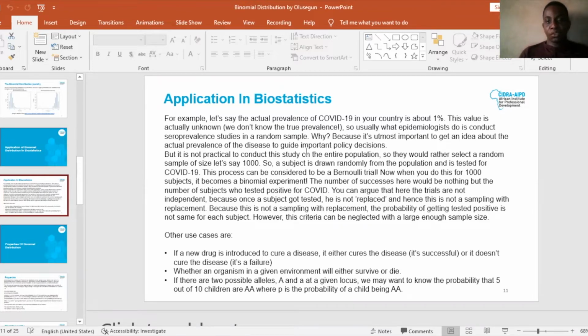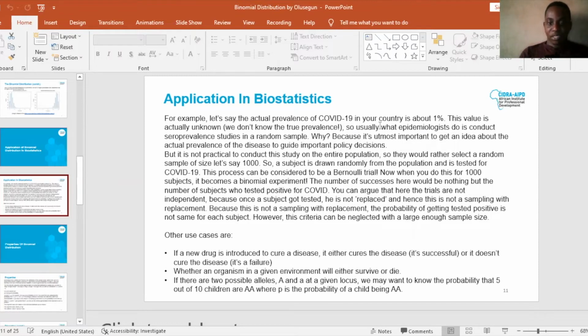So usually what epidemiologists do is conduct seroprevalence studies in a random sample. We won't go into the details of what seroprevalence studies are. They are not relevant to what we are discussing. But why do we do this study? Because of its utmost importance to get an idea about the actual prevalence of the disease to guide important policy decisions. But it is not practical to conduct this study on the entire population. So they would rather select a random sample of size, let's say, 1,000. So a subject is drawn randomly from the population and is tested for COVID-19.